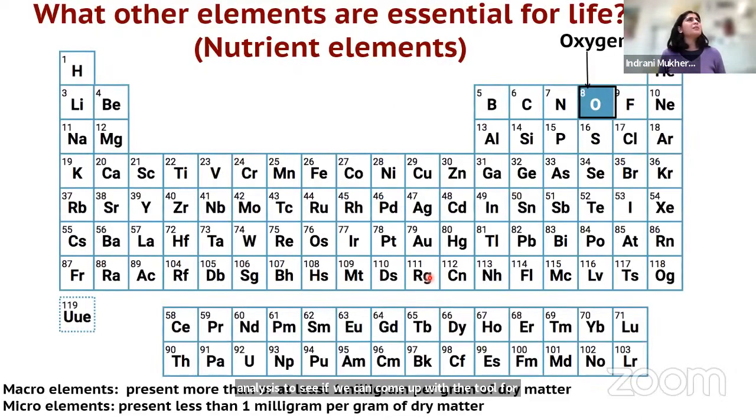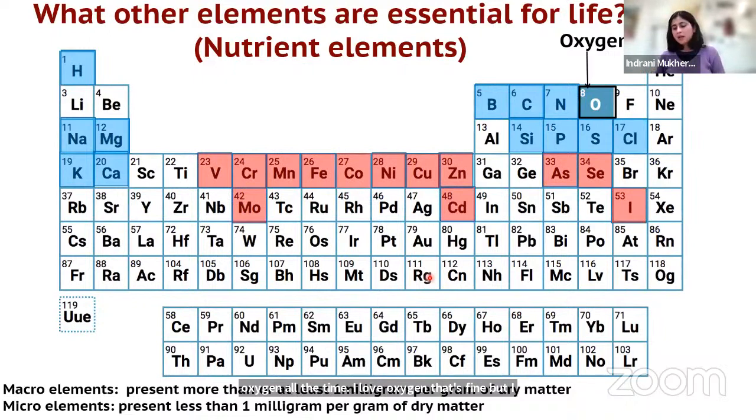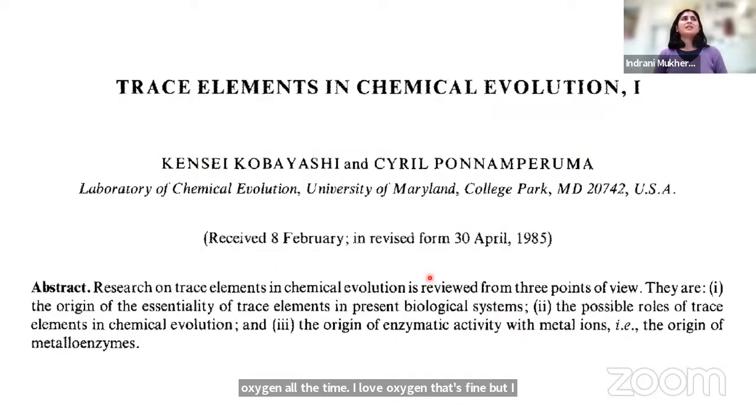Just very quickly, what elements? I know we focus on oxygen all the time. I love oxygen, that's fine, but I think trace elements are also very important, because there's a fantastic paper by Kobayashi and Ponnamperuma. It just goes to show how important trace elements have been in chemical evolution, and how organisms have evolved to preferentially incorporate trace elements for their function or not. So it's really important to understand trace elements, in my opinion, because they have a huge role to play.